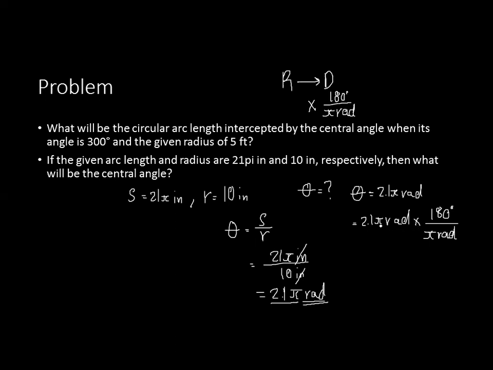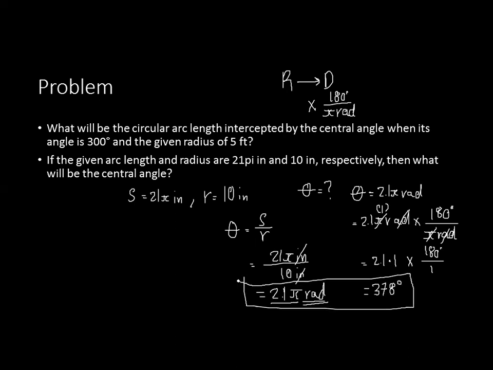All right? So we can cancel the pi's. So that will be just 1. And we can cancel the radians. So as a result, we will have 2.1 times 1 times 180 degrees all over 1. So multiplying them together, you will have 378 degrees. So these are your answers. All right?